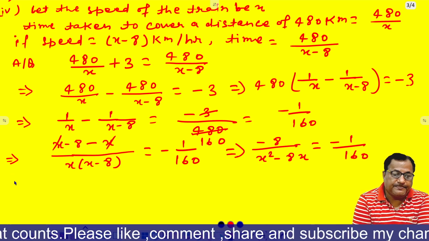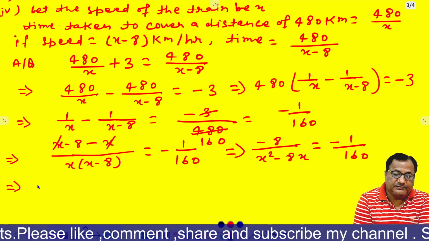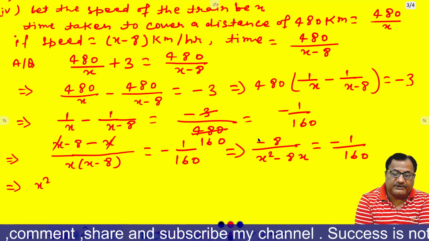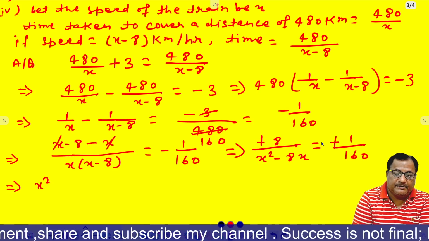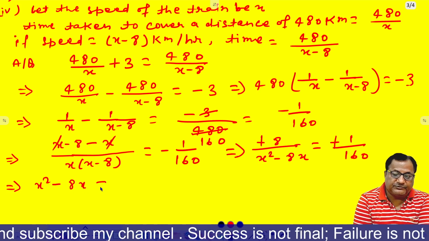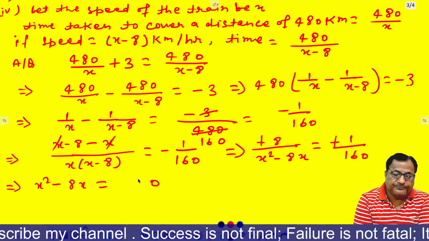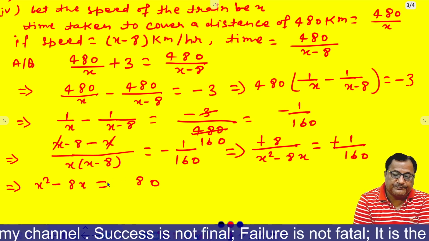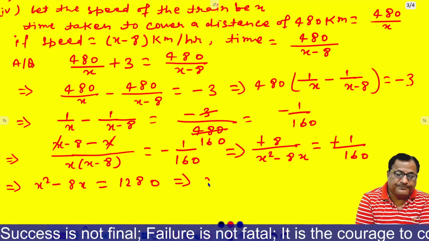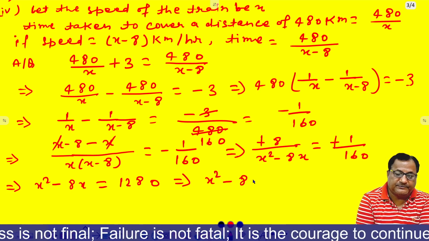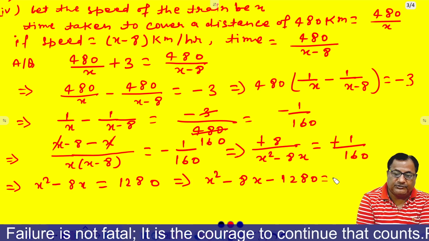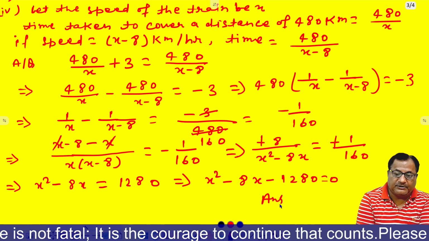Cross multiply, then this will be x square minus 8x, minus will be plus, is equal to 1280. So x square minus 8x minus 1280 is equal to 0. This is the answer.